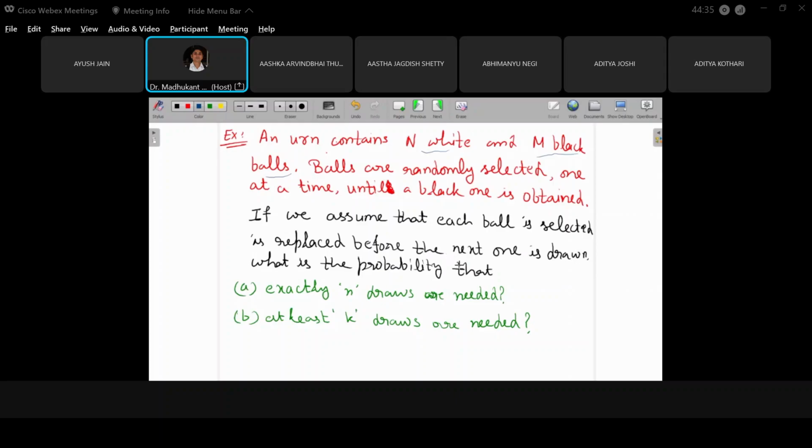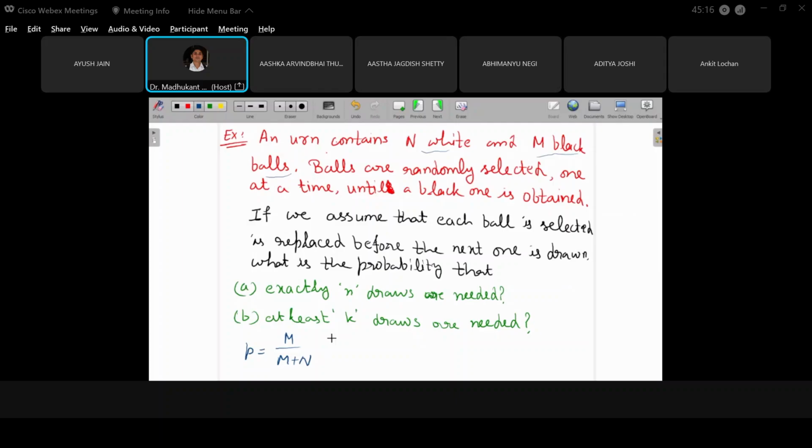So what is the probability that exactly n draws are needed? Certainly, until you draw a black ball, that is a success. So drawing a black ball, what will be the probability of success? Yes, the total number of balls is m plus n, out of them m are black balls. So it is very obvious to see here that the probability of success is p equals m divided by m plus n, the total number of favorable cases divided by the total number of exhaustive cases.